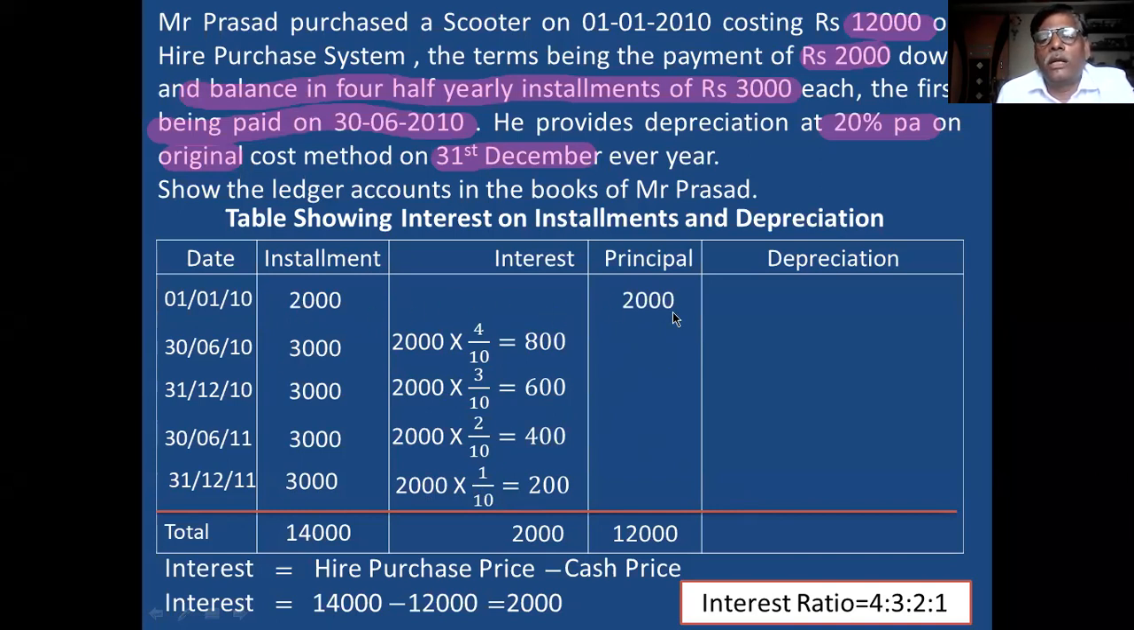The cash down goes to the principal column. The next installments' principal is 2200, 2400, 2600. This is the interest column.